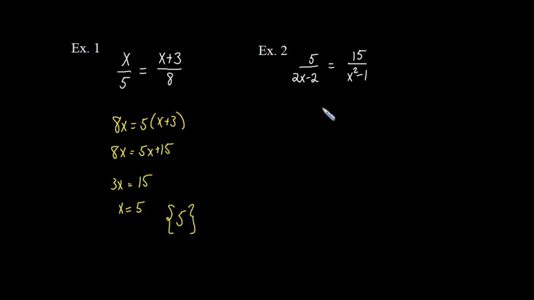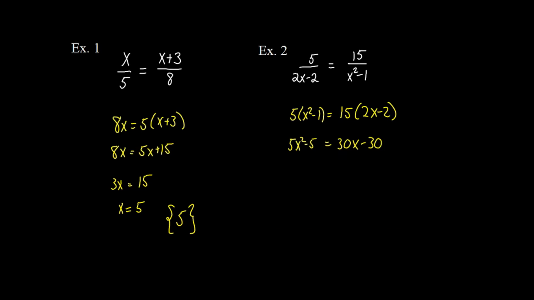In example 2, we have each side already condensed, so we will just cross multiply, and we'll get 5 times x squared minus 1 is equal to 15 times 2x minus 2. We will distribute each coefficient. We'll get 5x squared minus 5 is equal to 30x minus 30. Now, we have a quadratic equation that we must solve.